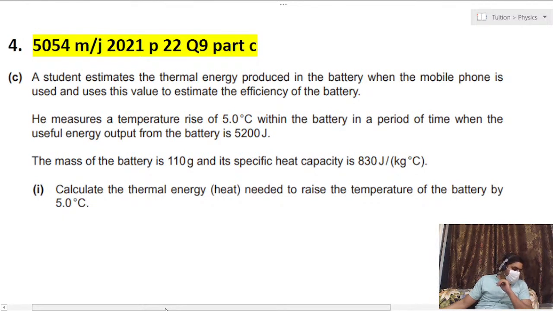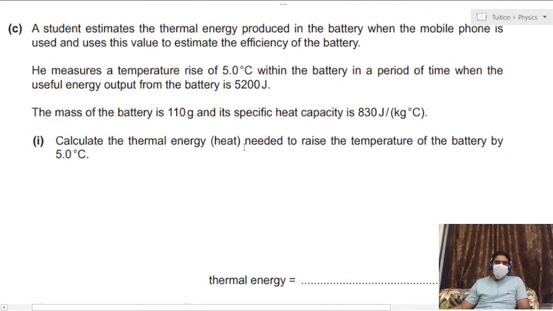Once again, a recent question, May June 2021, paper 2 question 9, part C. I'm just doing part C because the other parts were about something else. It was related to conduction, convection, and radiation. So you need to find thermal energy.